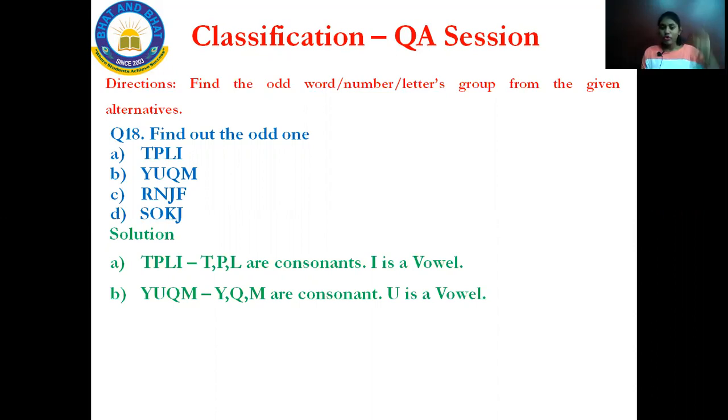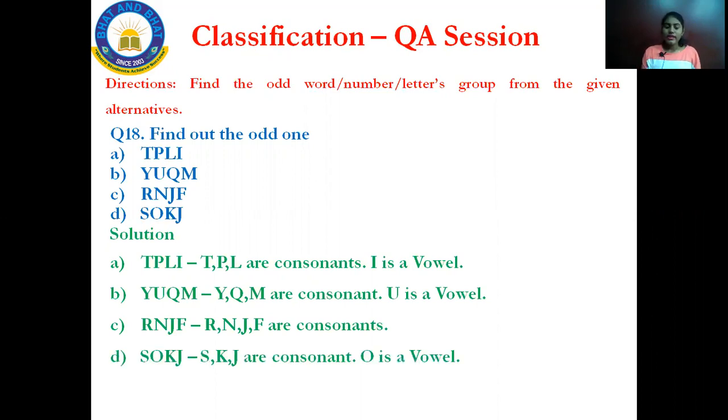And then R and J, F. Any vowel in this? No. R, J, F are all consonants. And S, O, K, J. S, K, J are consonants. A, E, I, O. O is a vowel. Okay. So what is the correct option? Option C is the correct answer.